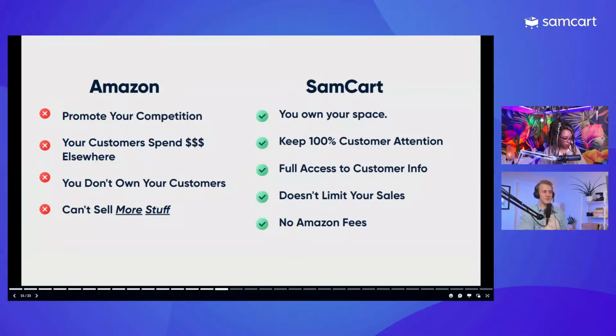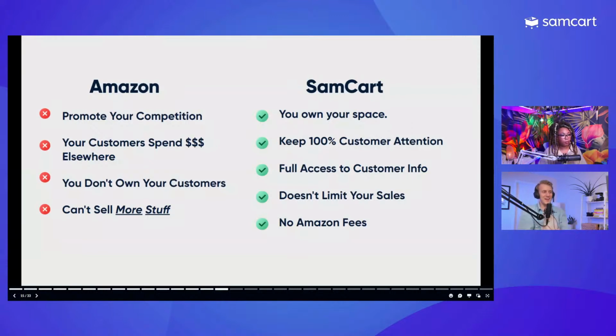You're able to keep your customer's attention, so they stay focused on that one-page checkout process, with full access to your customer data, of course, because that's the whole game. If you can get access to your customer data, you can put them on your email list, on your newsletter list, and keep telling them about more awesome stuff that you have to offer.